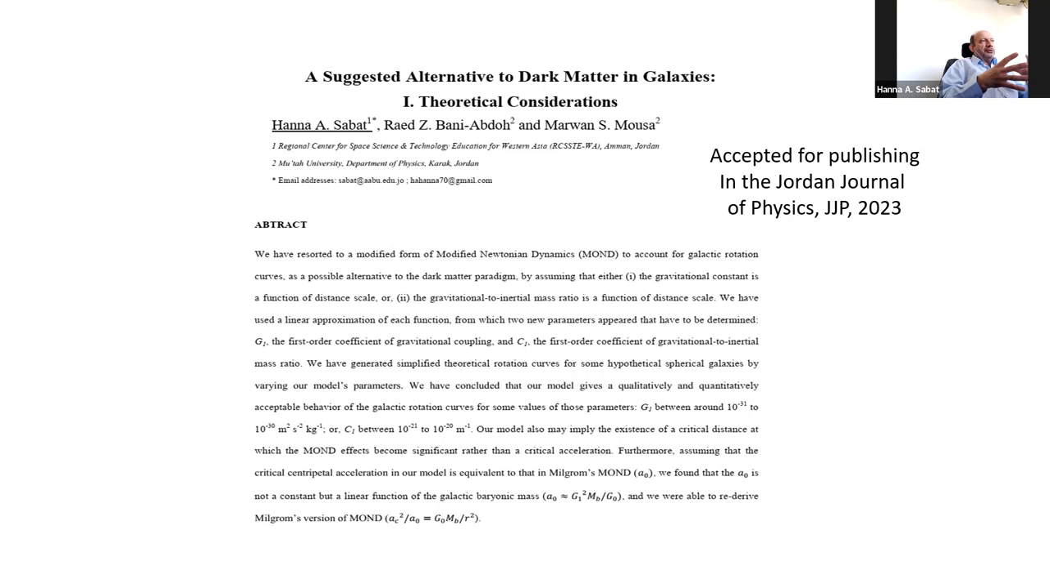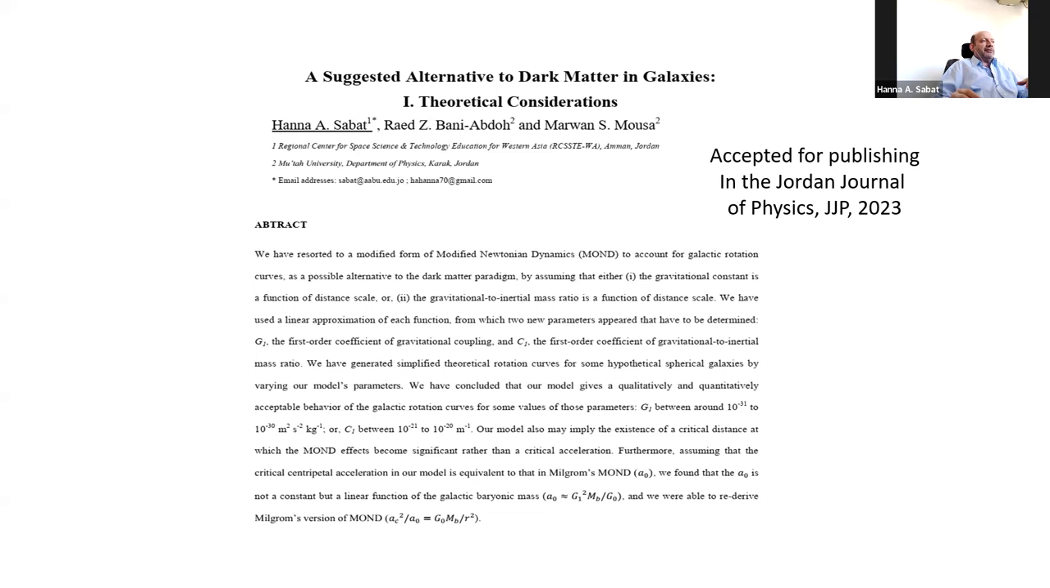Now, the idea that we came up with: why should they always be so? On small distance scales, they are totally equivalent, but on larger scales, probably they are not. They start deviating. In order to do this, we have used a linear approximation of each function, since we do not know how G varies with distance, or how the ratio mg over mi, the ratio of gravitational to inertial mass, varies on larger scales. So we have used a sort of Taylor series expansion and took the first two terms in each case, which is a linearized form of the function.